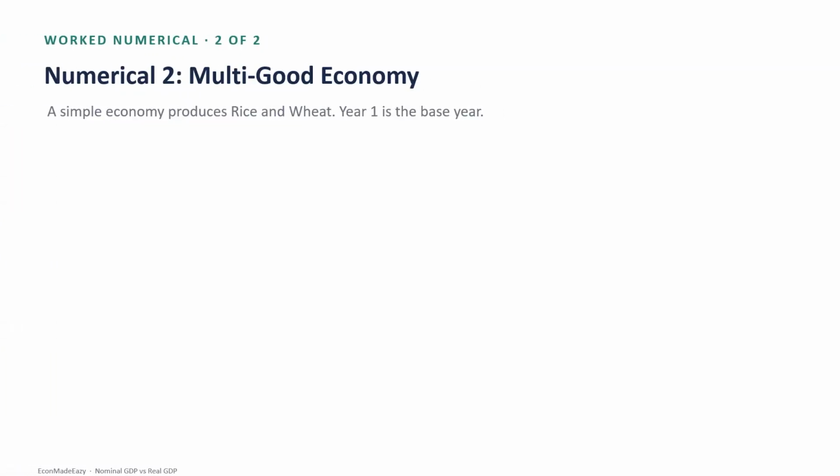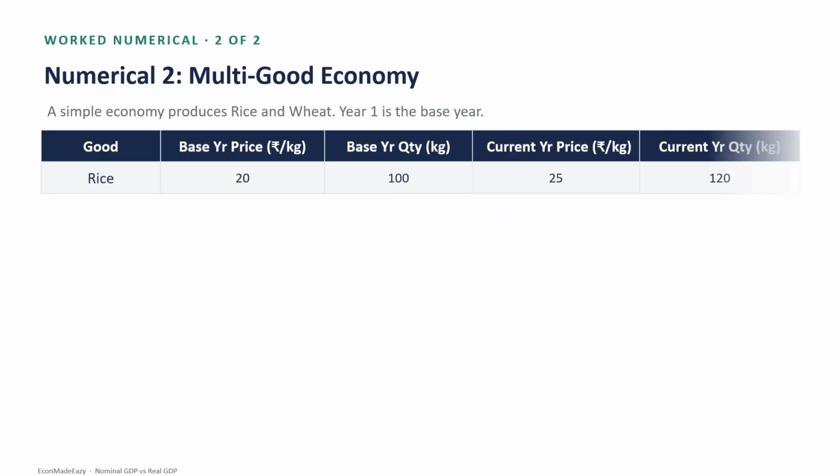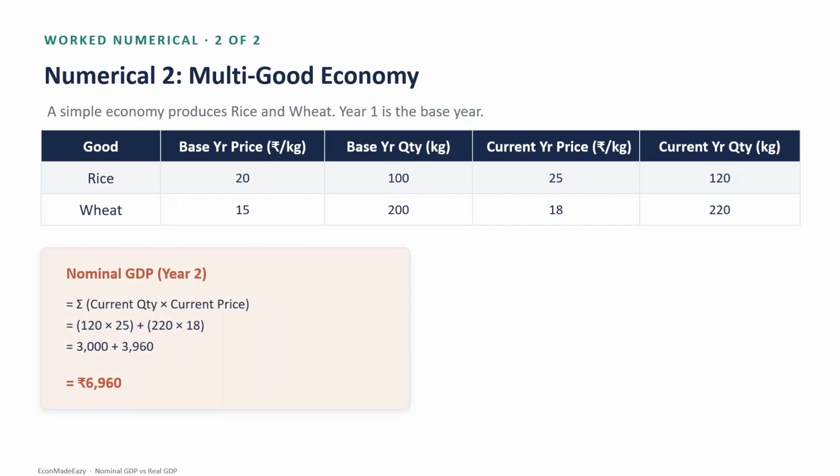Now let us calculate nominal GDP and real GDP for an economy producing two goods, rice and wheat. Year 1 would be our base year. We begin with nominal GDP for year 2, which uses current year quantities and current year prices. So for rice, we multiply 25 by 120, giving 3000, and for wheat, we multiply 220 by 18, giving 3960. Adding both values, nominal GDP would be 6960 rupees.